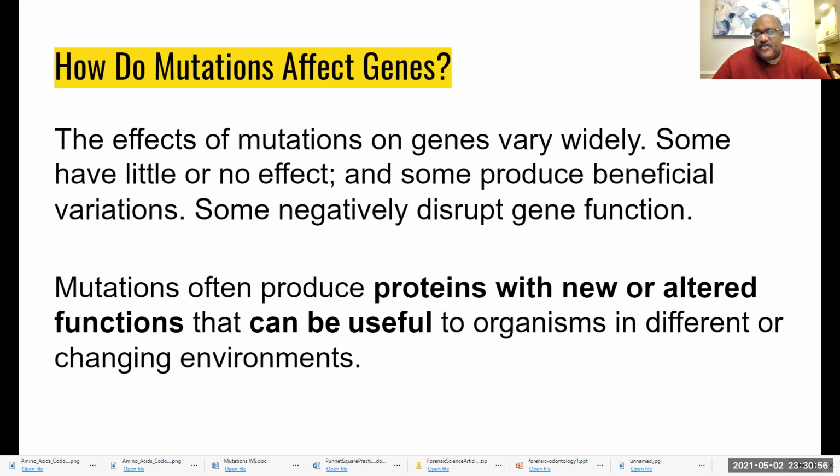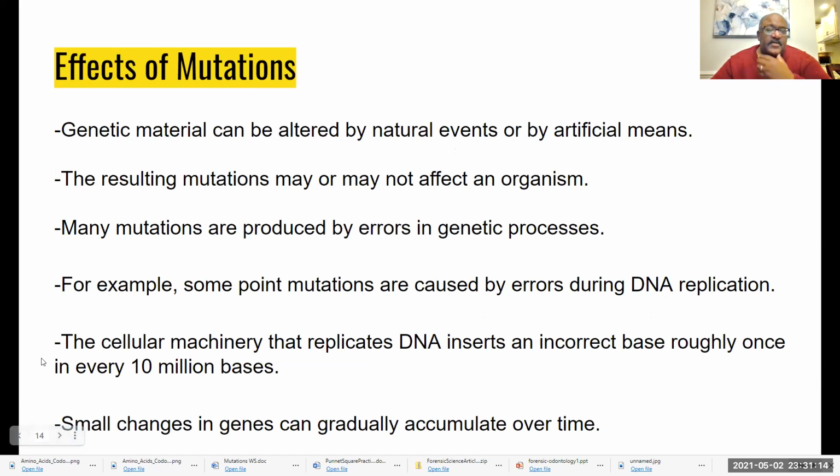Whatever part of the body it's in, when it gets to a certain number of cells, it's encoded to stop. But if some kind of mutation happens and it keeps dividing, that's what a tumor is. And that's the big problem with cancer. So, just to hammer home the effects of mutations, genetic material can be altered by natural events. I mentioned artificial means like radiation or carcinogens. There are a couple of pesticides out now that can cause it.